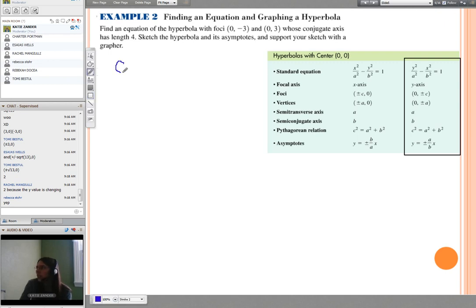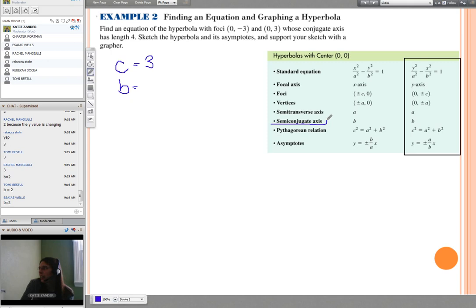What is c according to our information? Because we can pull that value pretty quickly. That's 3. And what other value do I know? Given all the information here, which other value can I find? We can find b, and we know that b is the semi-conjugate axis, so we take the conjugate axis and divide by 2. 4 divided by 2 is 2. Now we have to use our Pythagorean relation to find a, and once we have a, we can write our equation.